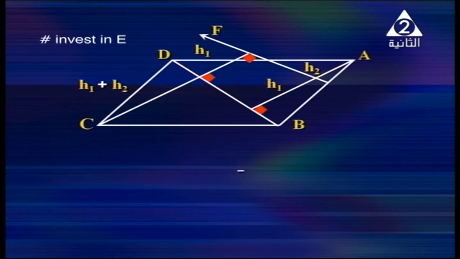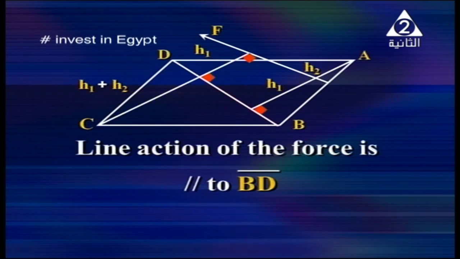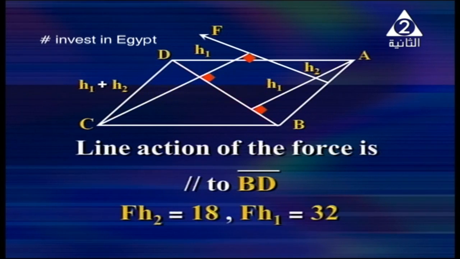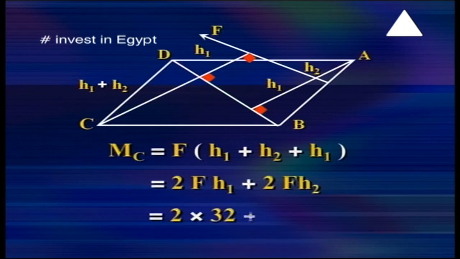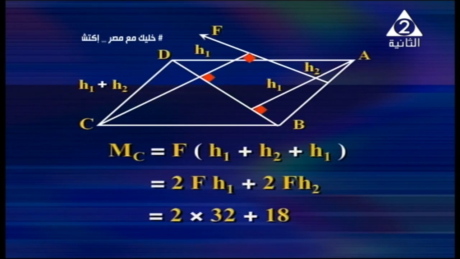My dear student, look, the line of action of the force is parallel to BD. Then F times H2 equals 18, F times H1 equals 32. Therefore, the moment about C equals F multiplied by the bracket containing H1 plus H2 plus H1, which equals 2 times 32 plus 18. Then the answer is 82.